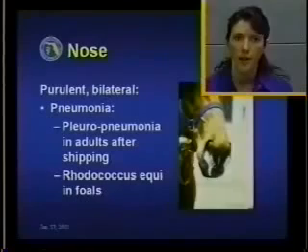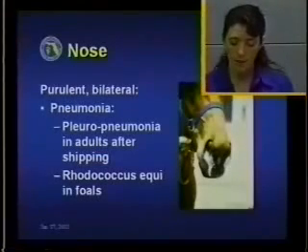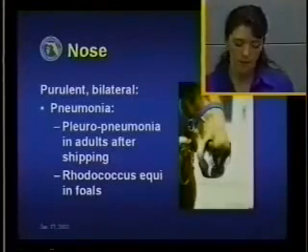Generally, we see a lot of abscesses within the lungs, and generally it's associated with severe pleuritis, and these horses are extremely sick, and very commonly the prognosis is very poor.